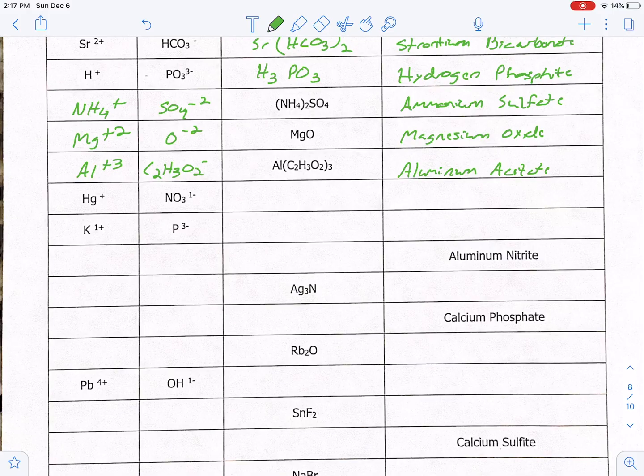Okay, Hg+, NO3 with a -1, already balanced, so just put them together. So HgNO3. Hg is going to be mercury. Mercury is one of those transition metals, so it does need a Roman numeral. We have a +1, so that means we're going to do I. So mercury(I), and NO3 is nitrate.